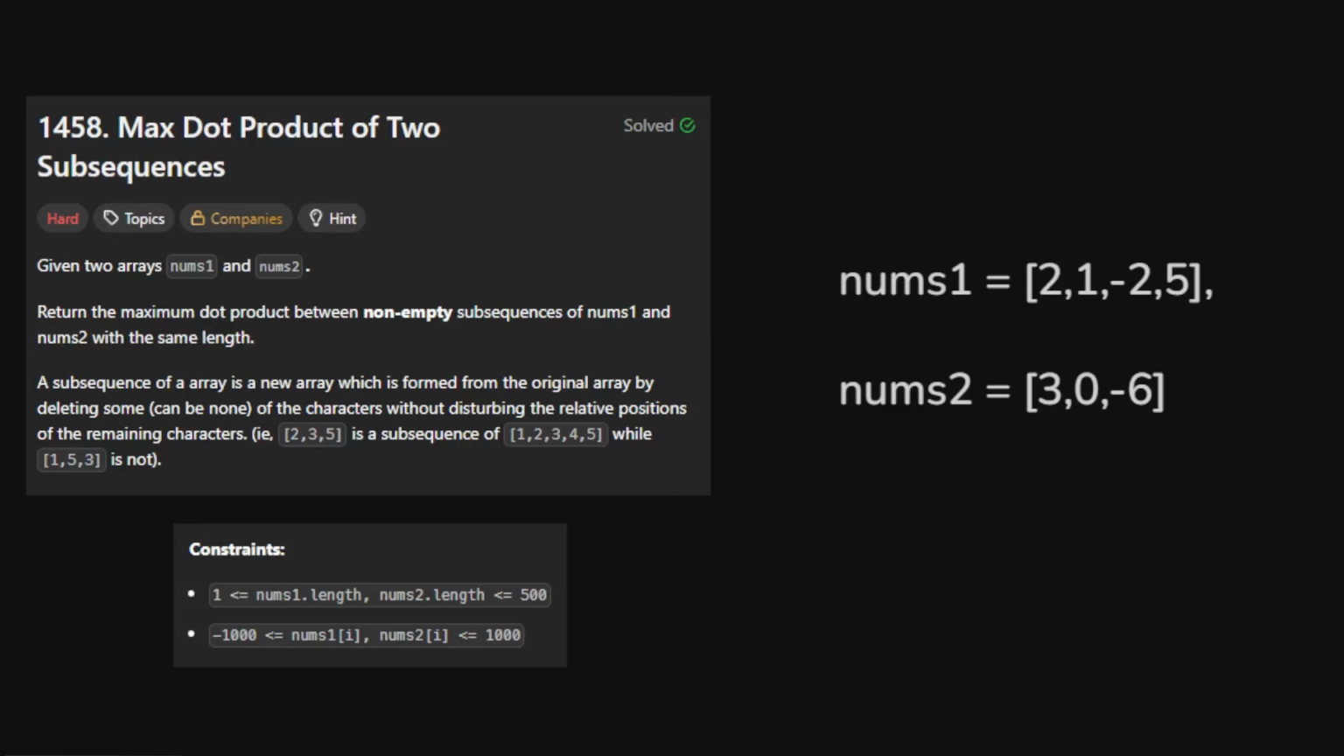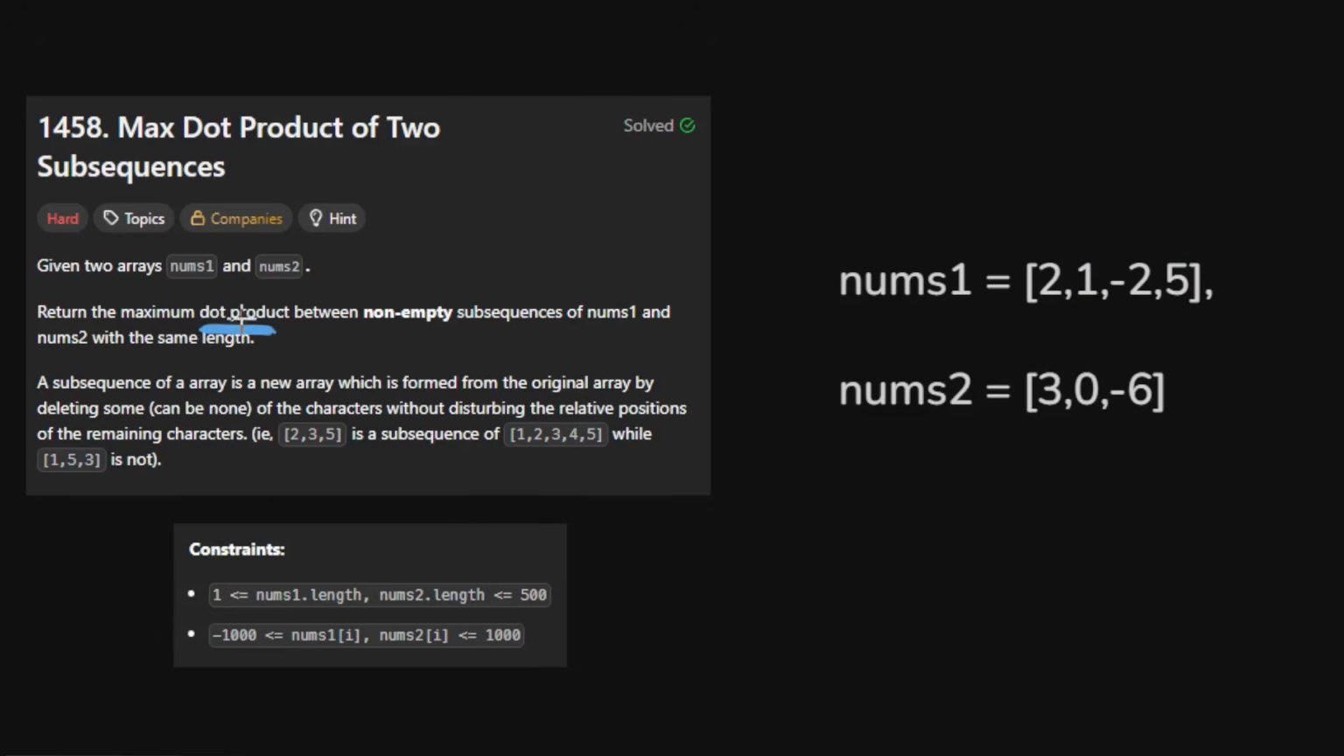In case you know what a subsequence is, we can form it by removing any number of elements from the array. So if we remove this, it is a valid subsequence. If we remove this also, now 2 and minus 2 is also a valid subsequence. We can't change the relative position of remaining elements, so we can't change this order.